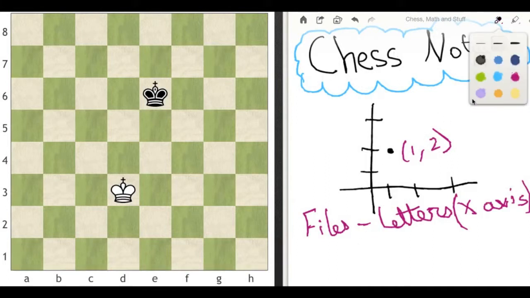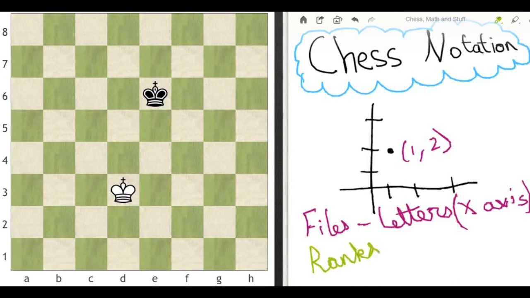What's the other part of the coordinate? Your y-axis. So these here are called your ranks. These numbers are called your ranks, and that's your y-axis. It's like your y-axis in math. So these ranks and these files together help you pinpoint squares on the chessboard.